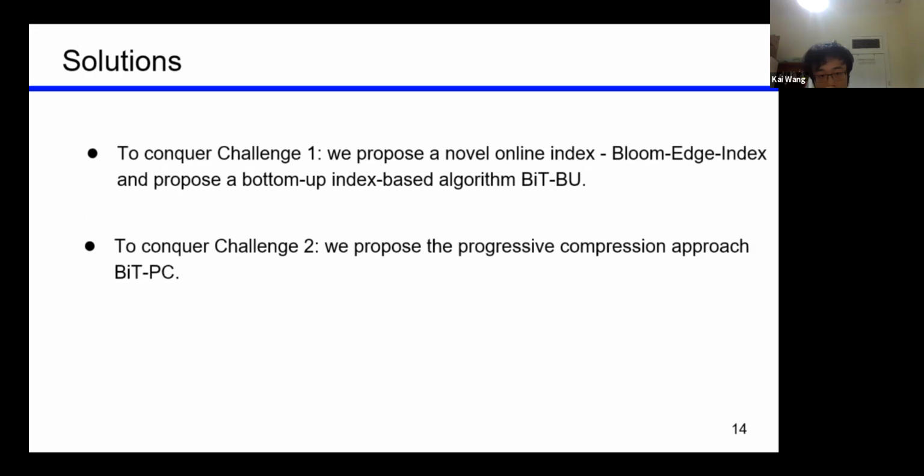So our solutions are as follows. To conquer challenge 1, we propose a novel online index, the Bloom Edge Index, and we propose a bottom-up index space algorithm, BITPU. To conquer challenge 2, we propose the progressive compression approach, BITPC.